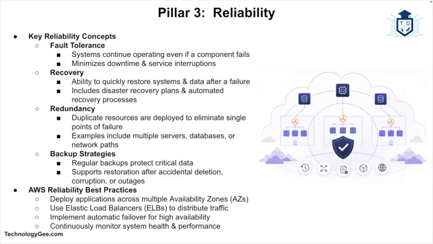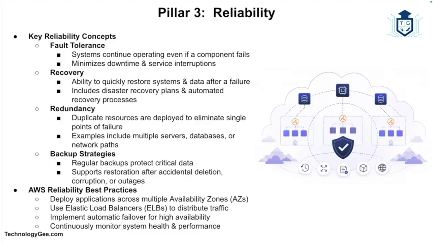Then there's pillar number 3, and this is reliability. So reliability, this is all about keeping your system running, even when things go wrong. And guess what? Things will go wrong. And this pillar focuses on fault tolerance, recovery, redundancy, and backup strategies. And AWS encourages you to design systems that can survive failures and not avoid them entirely.